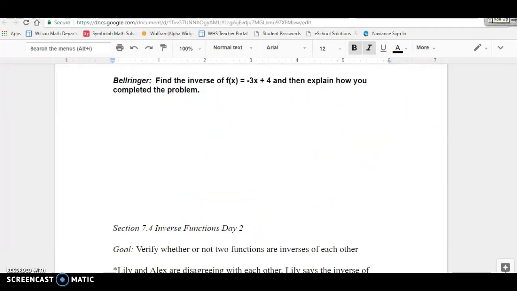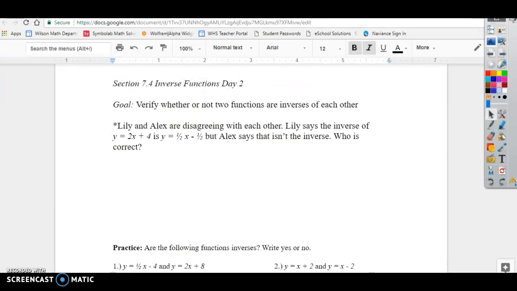We're verifying whether or not two functions are inverses of each other. So Lily and Alex are disagreeing with each other. Lily says the inverse of y equals 2x plus 4 is y equals a half x minus a half. But Alex says that isn't the inverse. Who is correct?